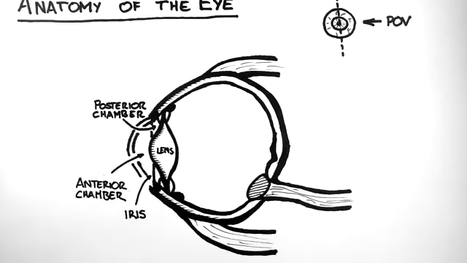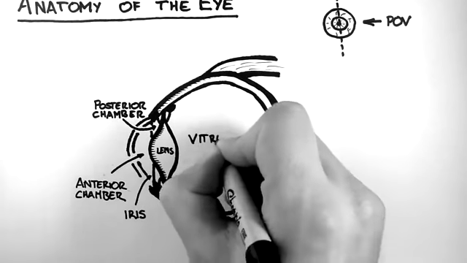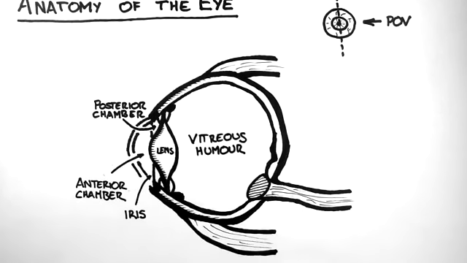The lens then sits in behind the iris and forms the posterior wall of the posterior chamber. Behind the lens lies a large space called the vitreous chamber, which is filled with a gelatinous substance called the vitreous humor. Not to be confused with the aqueous humor in the anterior and posterior chambers.